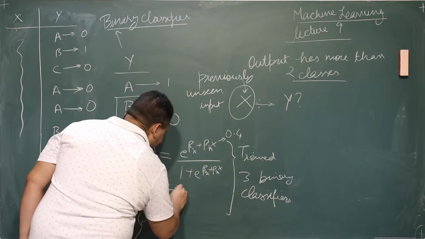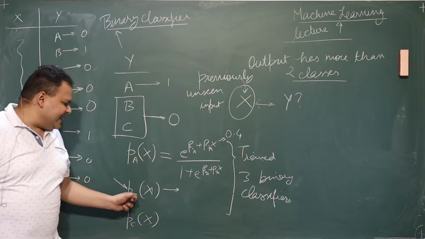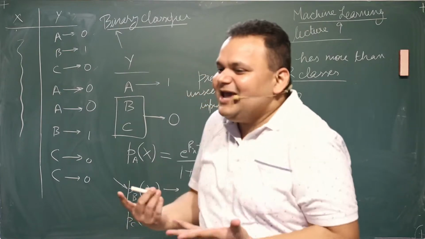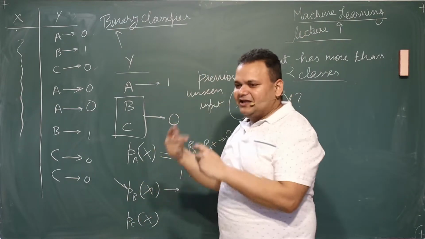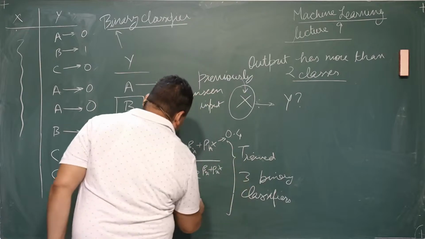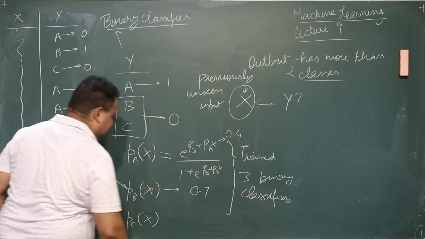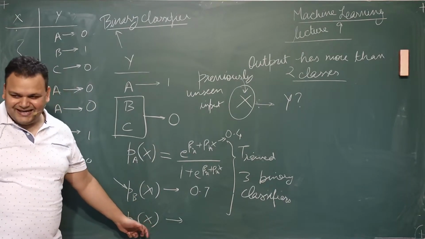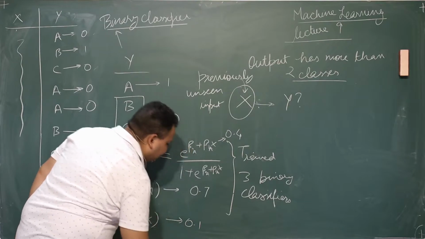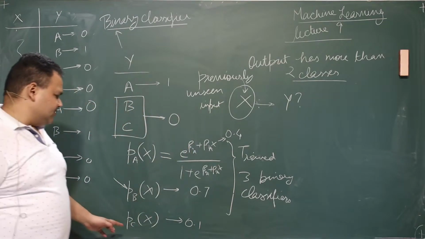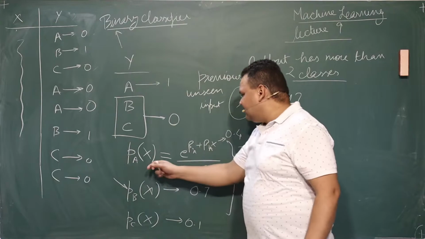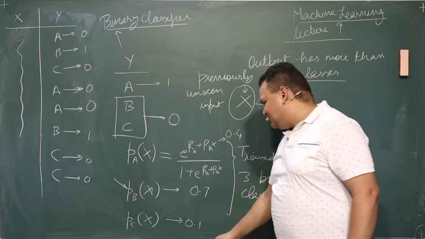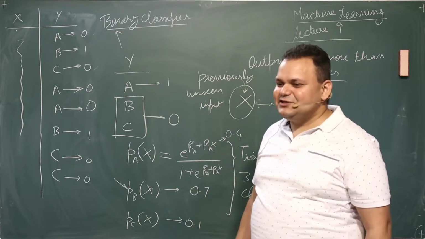Similarly I put that input into PB. What is this going to give me? The probability of something being B, assuming that all of the other classes are clubbed together. Let us say this comes out to be 0.7. And PC, something being C given an input x, let us say it comes out to be 0.1. So the probability of something being A is 0.4, B is 0.7, and C is 0.1.